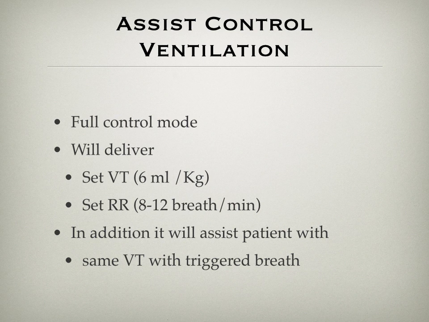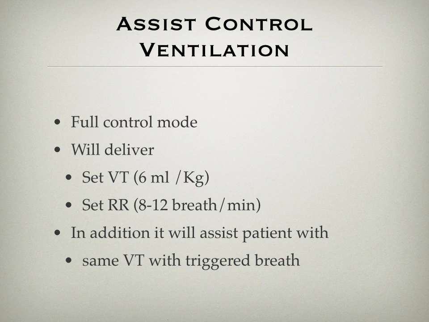So let's start with assist control ventilation. There is controlled ventilation, but it's very hard to find such a ventilator in the modern era. So assist control is probably the starting mode that you will think of nowadays in the ICU. It's a full control mode. It will deliver a set tidal volume, usually starting at 6 ml per kg. You can go up or lower, although we tend to use lower tidal volume as a protective strategy.